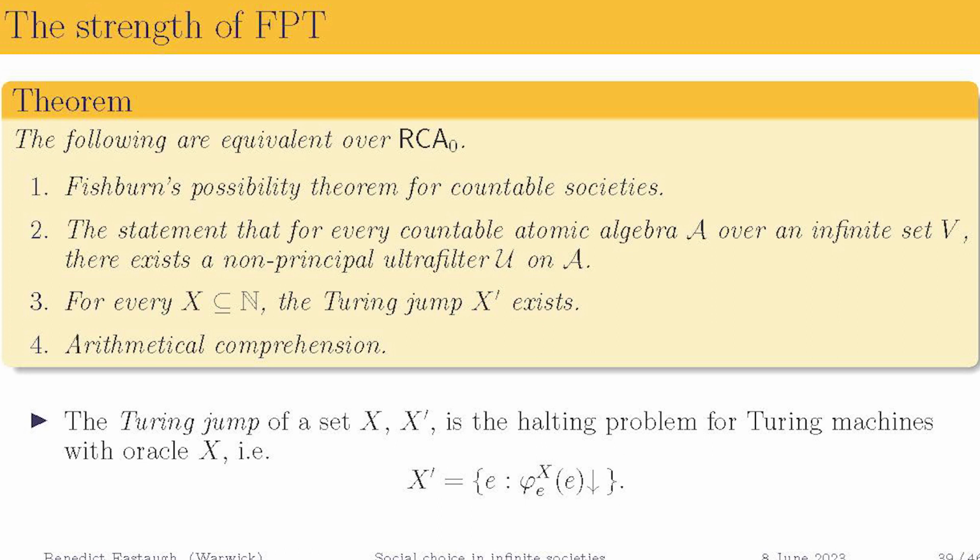And if you assume RCA 0 and Fishburn's possibility theorem, then you can prove that whatever set X you have, the jump of that set exists. So you can always prove that these non-computable sets exist. So this shows that really Fishburn's possibility theorem not only relies on ultrafilters, but is essentially non-constructive in the sense that it relies on and implies the existence of non-computable sets.